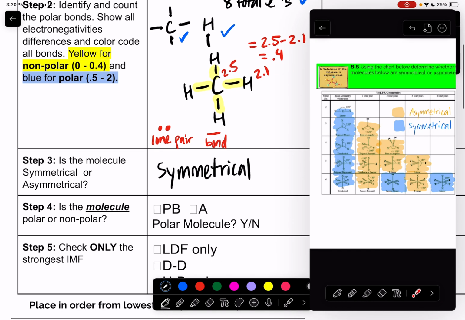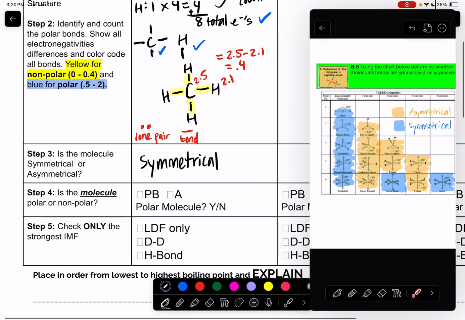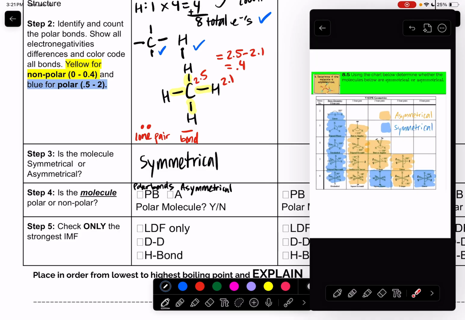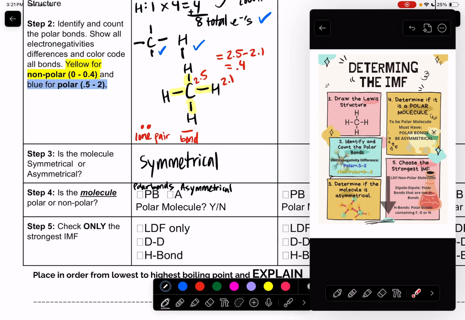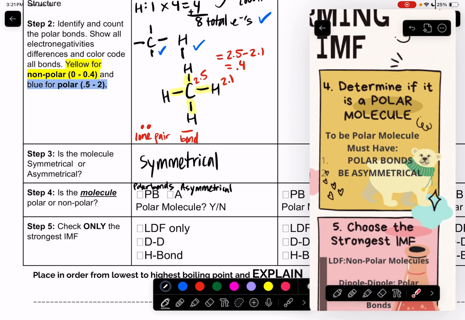Next step is we have to figure out if this molecule is polar or non-polar. So overall, is this a polar molecule or a non-polar molecule? PB stands for polar bonds, and A stands for asymmetrical. So I'm going to pull up this chart that you have in Noteful. It's just zoomed in, which is determining the IMF chart. So we are right now on step number 4. Determine if it is a polar molecule.